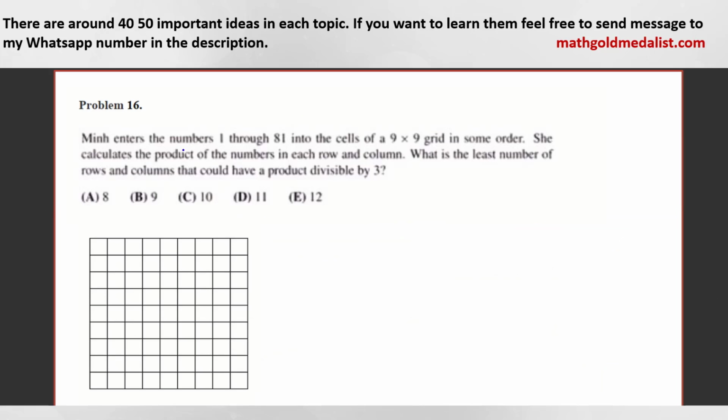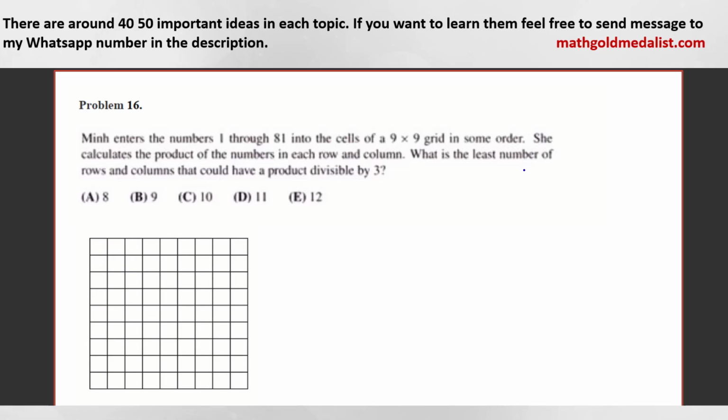Okay, problem 16. Min enters the numbers 1 through 81 into the cells of a 9 by 9 grid in some order. She calculates the product of the numbers in each row and column. What is the least number of rows and columns that could have a product divisible by 3? So, for example, if in a row we have a number that is a multiple of 3, for example, 3, 6, or 9, then that column's product will be a multiple of 3, okay?